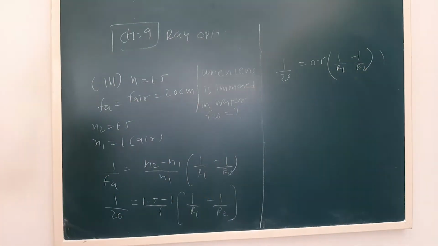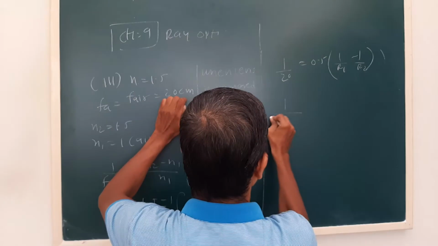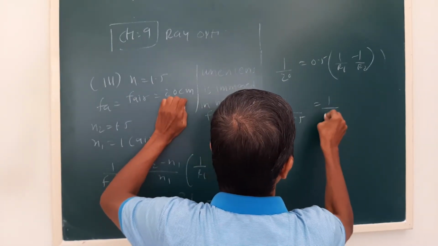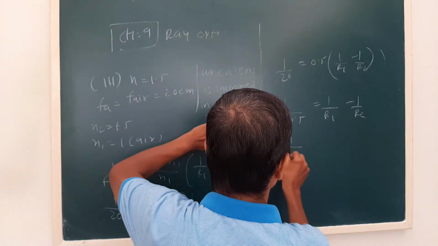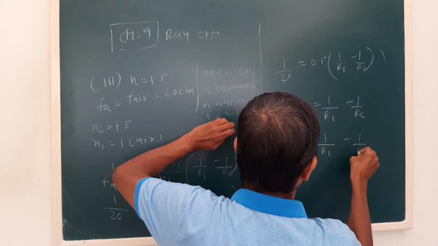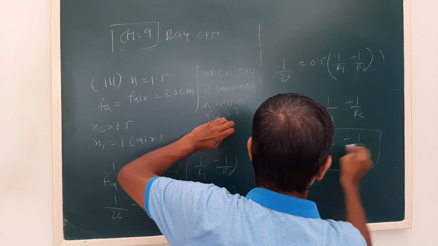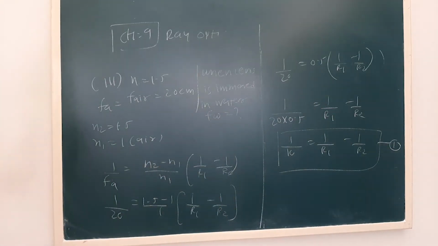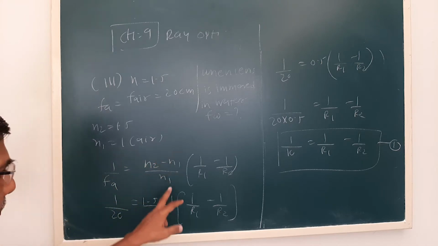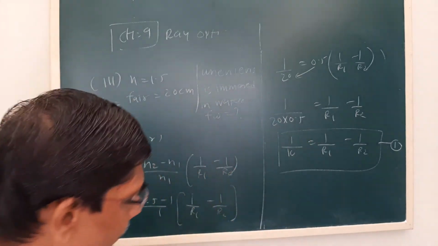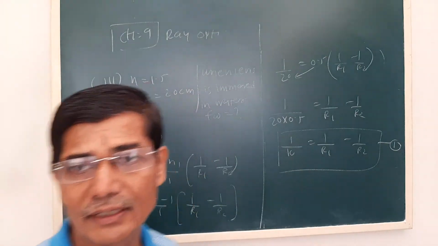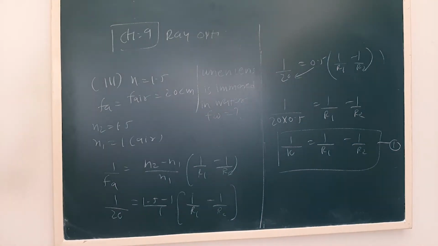Now this 0.5 I take on the left hand side. Okay, now see, this will become 1 by 10. Now let us say this is equation number 1. See, FA is given 20, N2 is 1.5, N1 is 1. So this will become 0.5. We take it on the left hand side. So it will become 1 upon 10 is 1 upon R1 minus 1 upon R2. Now secondly, see, we have to calculate when the lens is immersed in water.